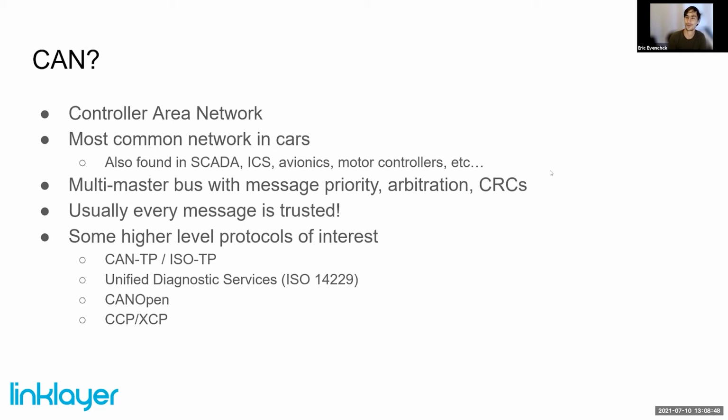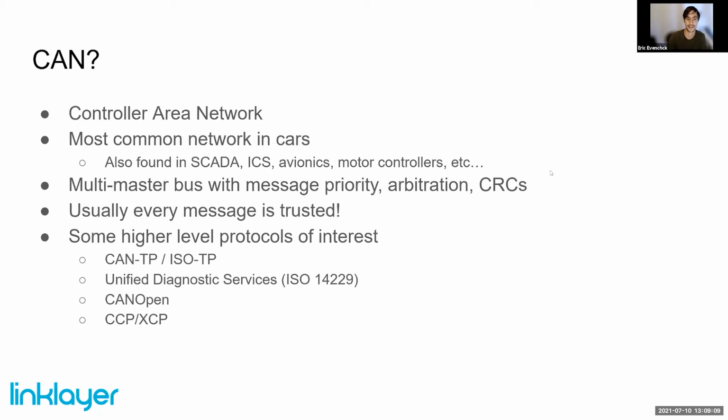CANopen is another protocol that you'll see mostly in motor control. It's just sort of adding some addressing and stuff on top of CAN to make it a little bit more practical for a well-defined network where you want to have these off-the-shelf controllers that can talk to each other. Not so much in cars, but SCADA and ICS that will come up.